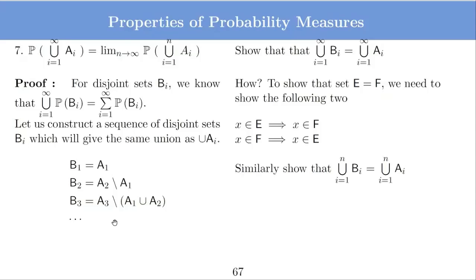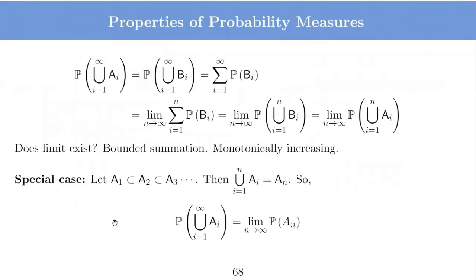Using this, we will now apply the third axiom of probability. First I will convert the probability of the union of Ai to the probability of the union of Bi, using the fact that the union of Ai is equal to the union of Bi. Now I will apply the third axiom, which says the probability of a countably infinite union of disjoint sets is equal to the summation of the probabilities of the individual sets. So this will be equal to the summation of P(Bi).